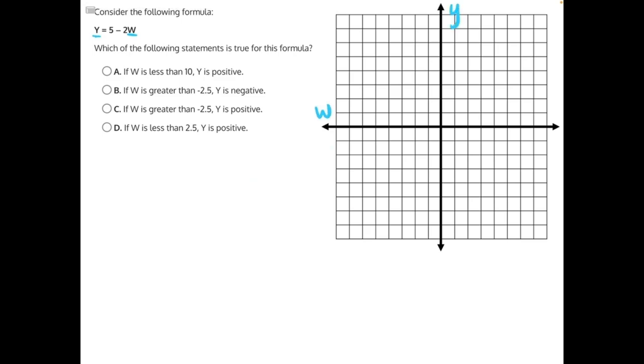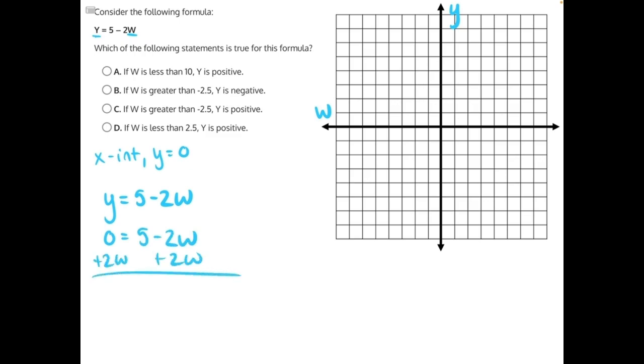Now let's find our intercepts for this graph. First we'll find our x-intercept, which is where y equals 0. So we can set y equals 5 minus 2w, set y equal to 0. So we'll have 0 equals 5 minus 2w, and now we'll solve for w. We can add 2w to both sides. Adding is the opposite of subtracting, so this will cancel, giving us 2w equals 5.